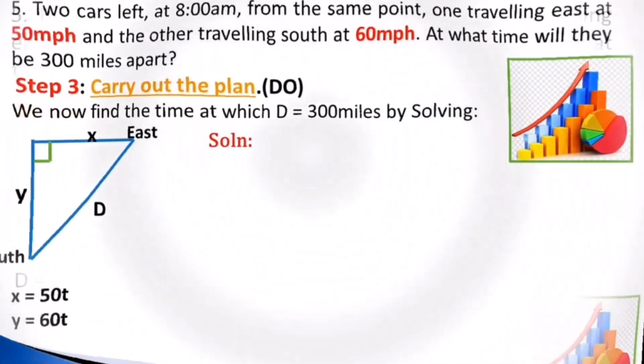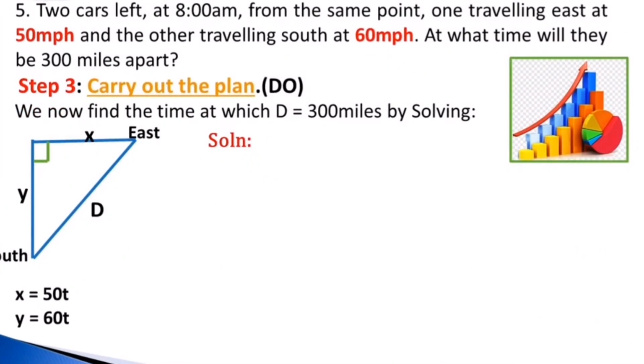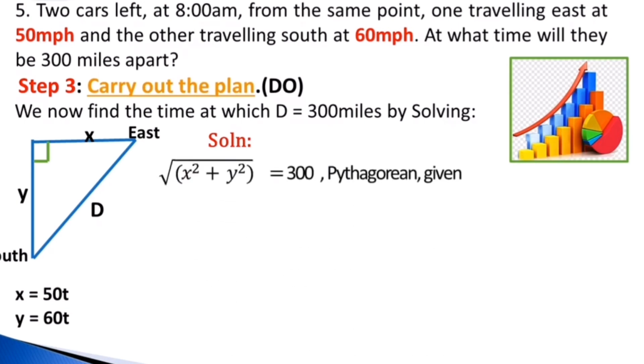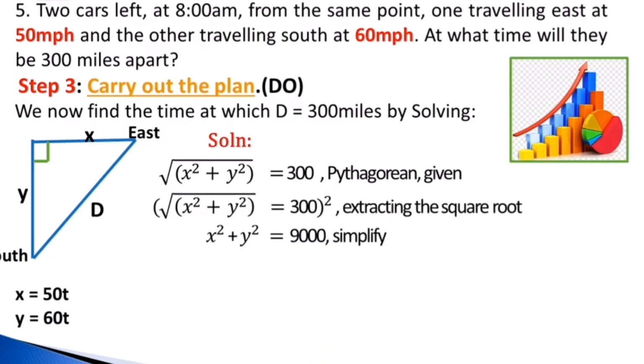Okay, let us now carry out the plan. So still we have the Pythagorean theorem, we have the value of x and the value of y. Solution is, of course, bring down the Pythagorean theorem. Then before we're going to do the substitution, let us try to extract first or remove first the radical symbol by raising all equation to the power of 2. And it becomes 90,000 equals x squared plus y squared. So we're able to remove the radical symbol, and squaring the 300, it becomes 90,000.